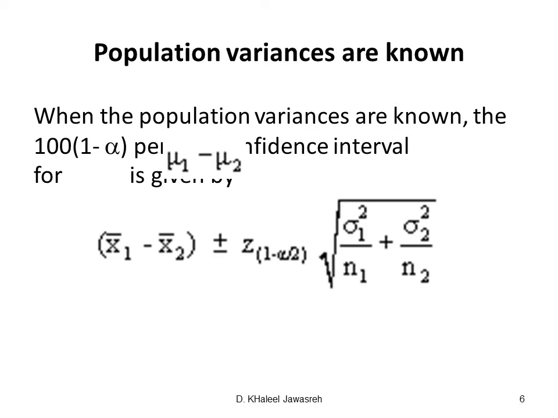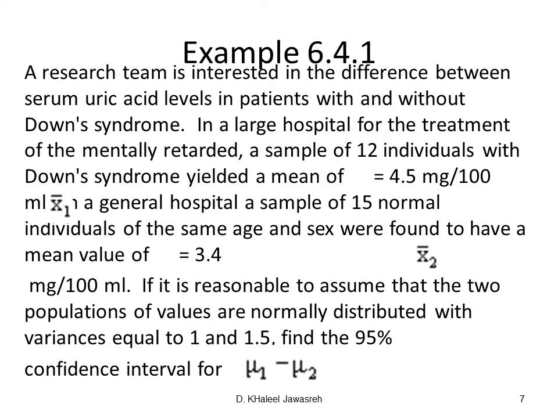Actually, it is the square root of the summation of the standard deviation for both populations, multiplied by the reliability estimate, the Z value, or the T value if the variances are unknown. Now we have an example here.